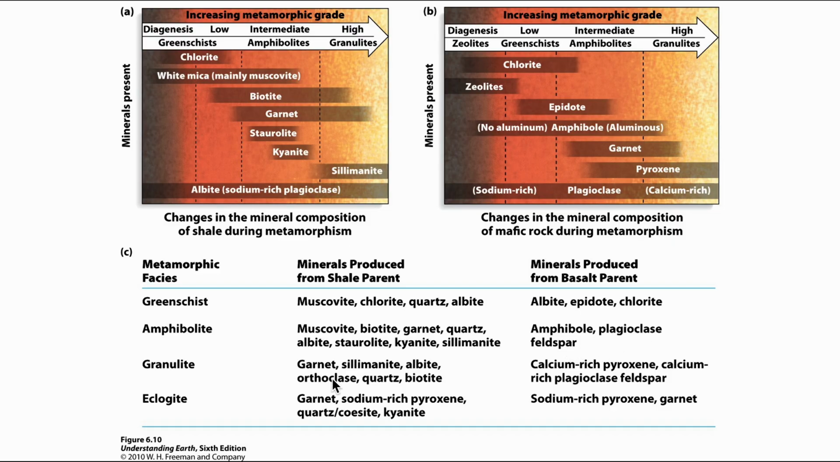In the granulite facies, again, the minerals produced from a shale parent would include garnet, sillimanite, albite, orthoclase, quartz, and biotite. Basalt parent would generate calcium-rich pyroxene or calcium-rich plagioclase feldspar, known as anorthite.